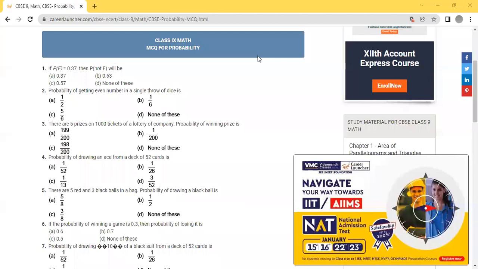Yes, Lisa, read the next question. Probability of getting an even number in a single throw of a dice is? Yes, the probability of an even number. How many even numbers are there in a single throw of a dice? Three even numbers out of six. Okay. 3 by 6, 1 by 2. Okay.